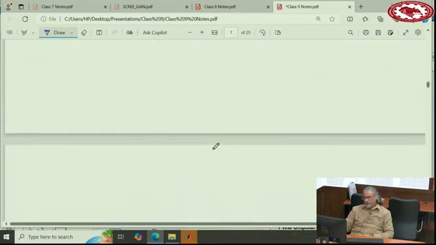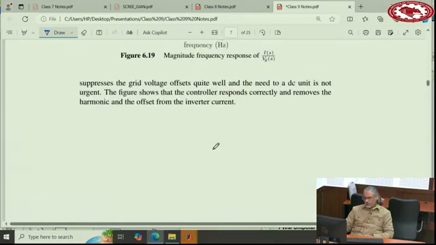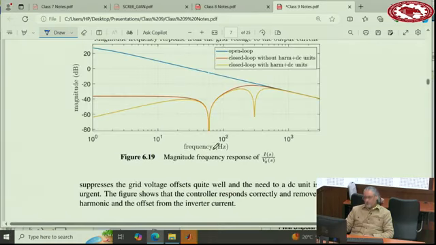If you show the magnitude plots versus frequency, it confirms that at fundamental and harmonic 5 you have no output, so it actually removes them. Also at DC, it also removes them. This is without those blocks for harmonic 5 and DC, and this is with harmonic 5 and DC.